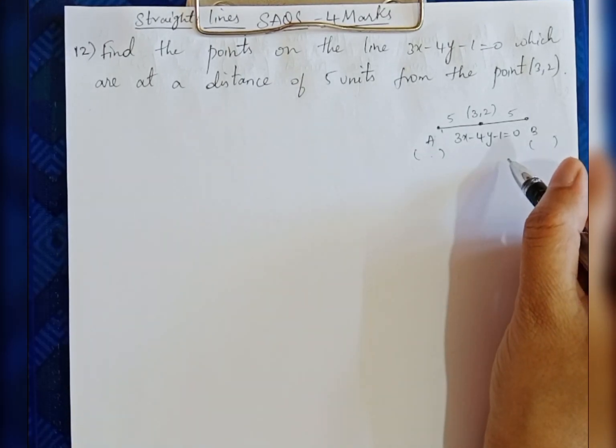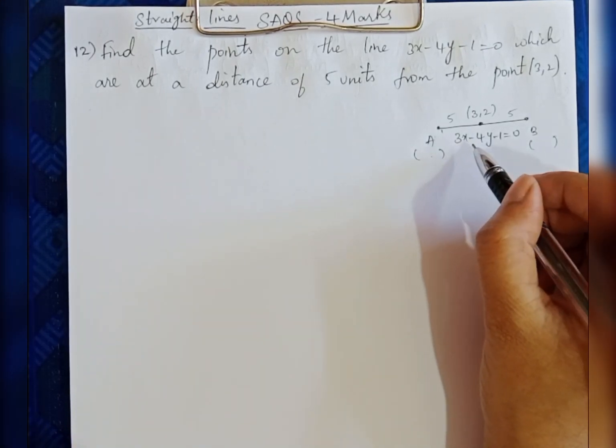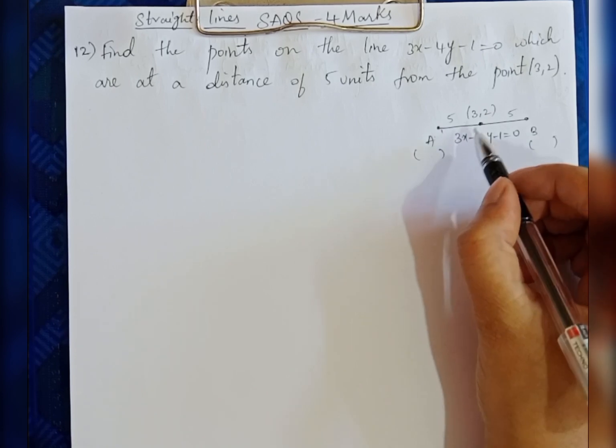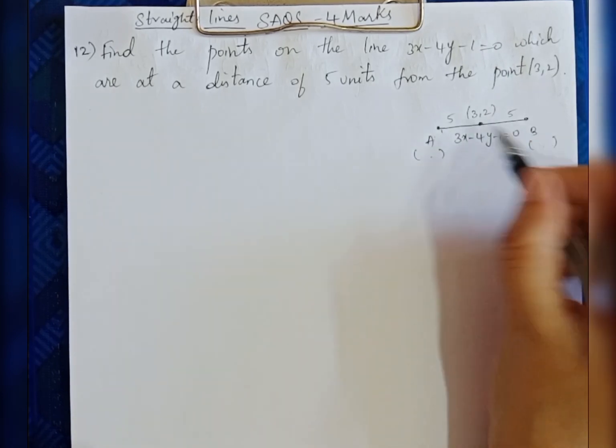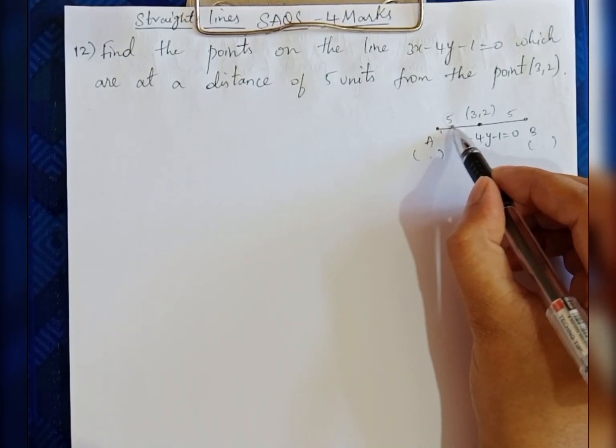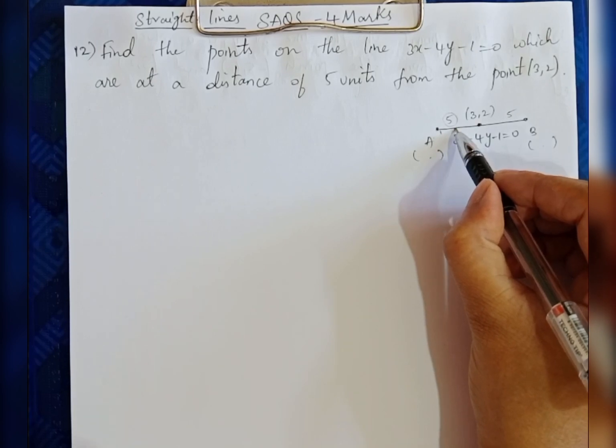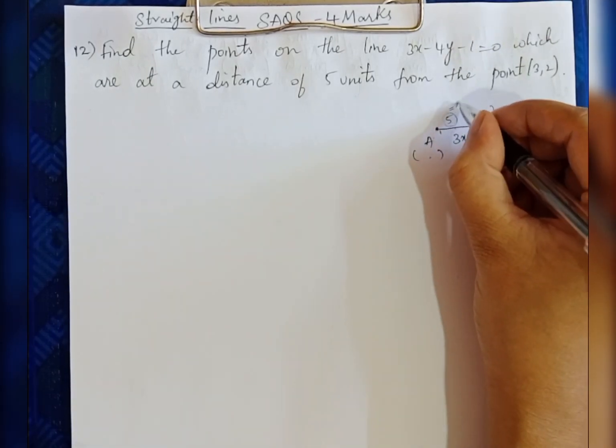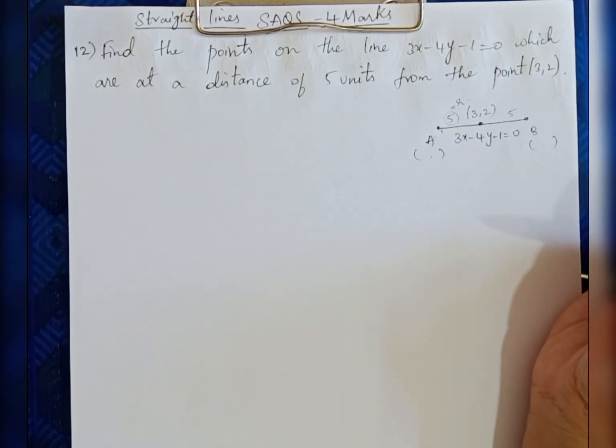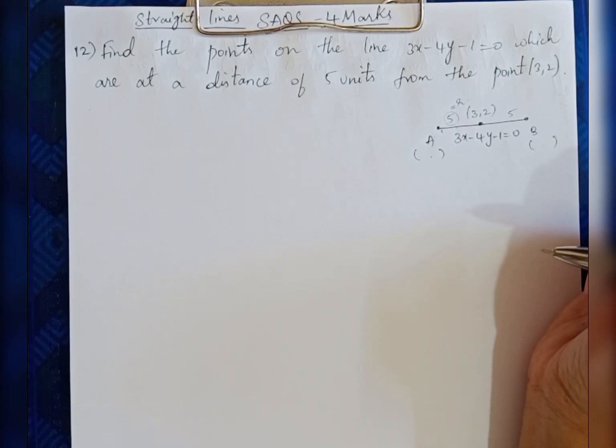In order to find the coordinates of A and B, we should use the parametric equation, because the coordinates of A and B depend on the other factor, which is the distance here, which is 5. So this can be taken as equal to r. So we have to use the parametric equation. For that we need an angle first.